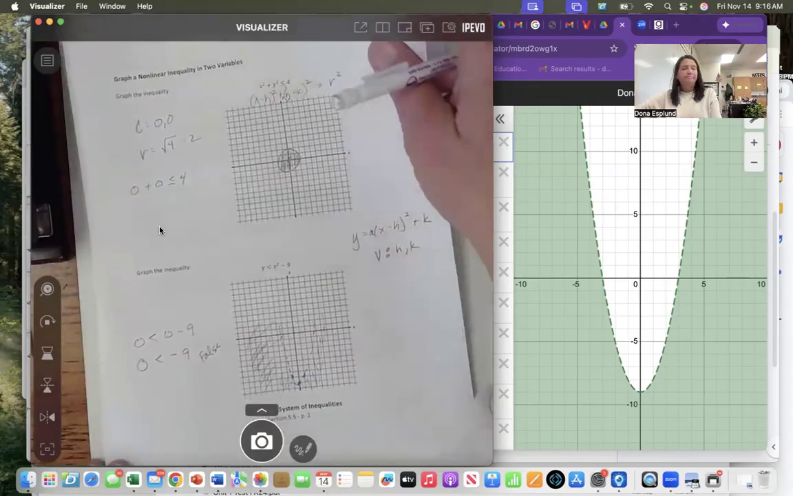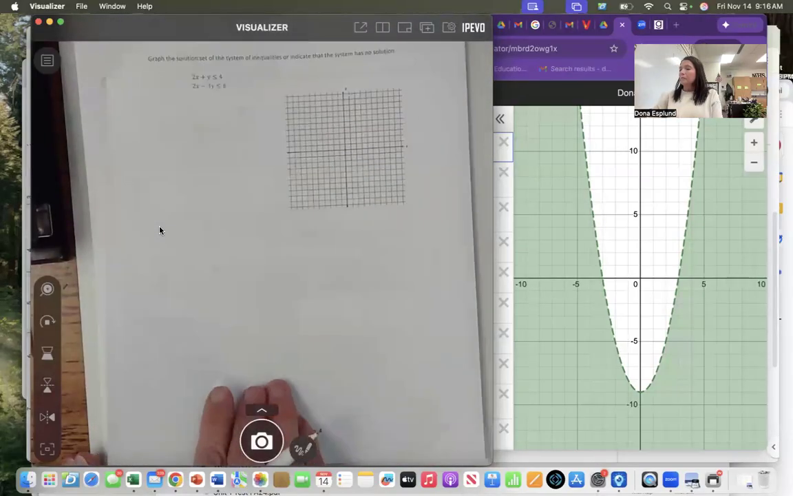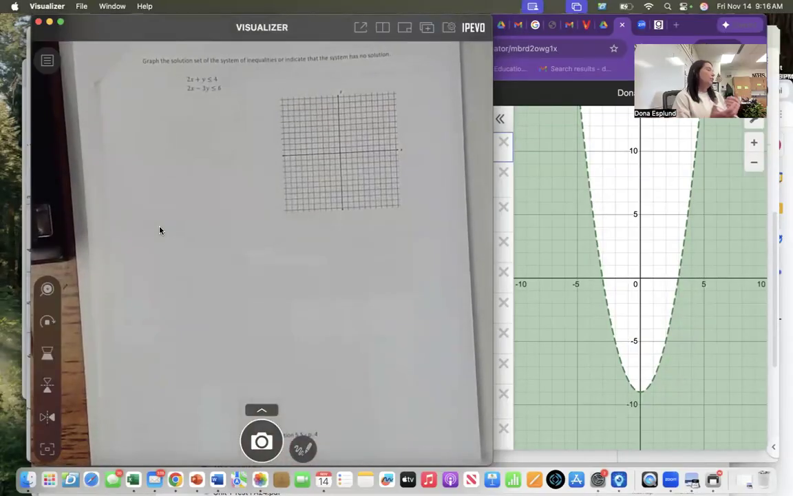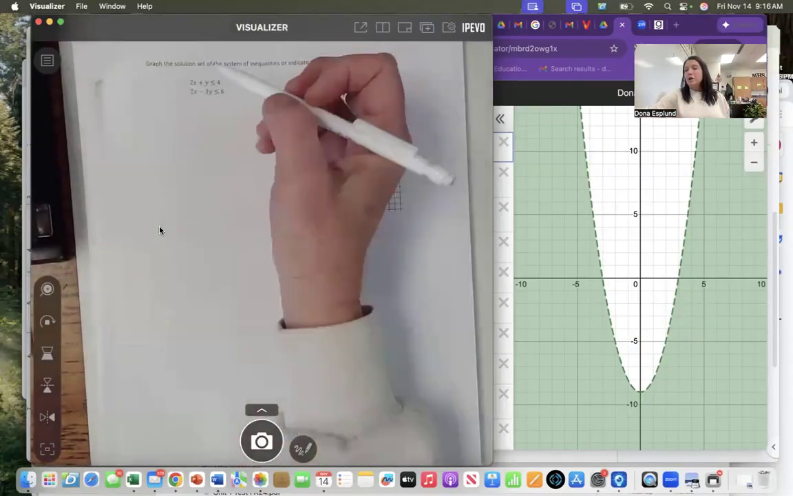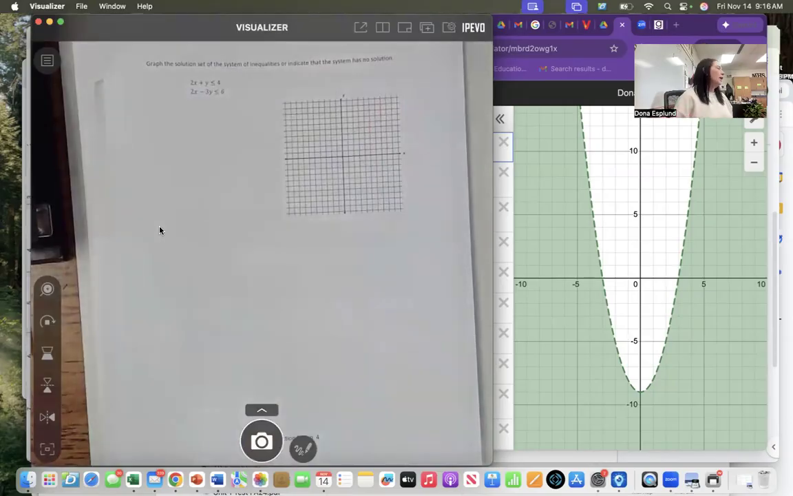Questions so far? Now we can have a set of 2 equations. And so I know the first one's a line. Tell me why I would know it as a line.